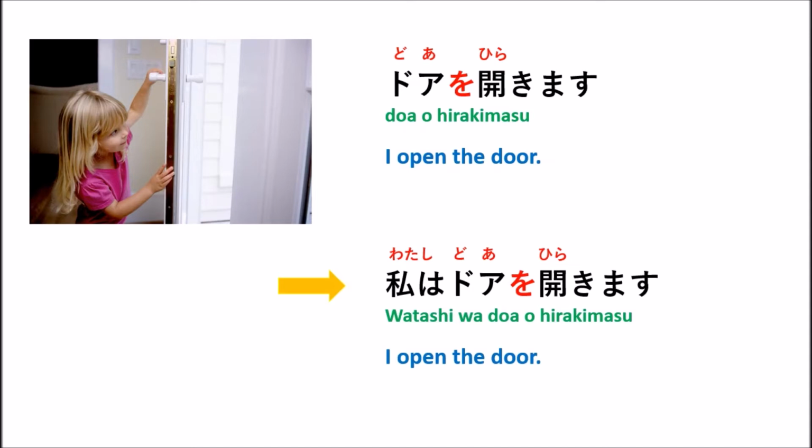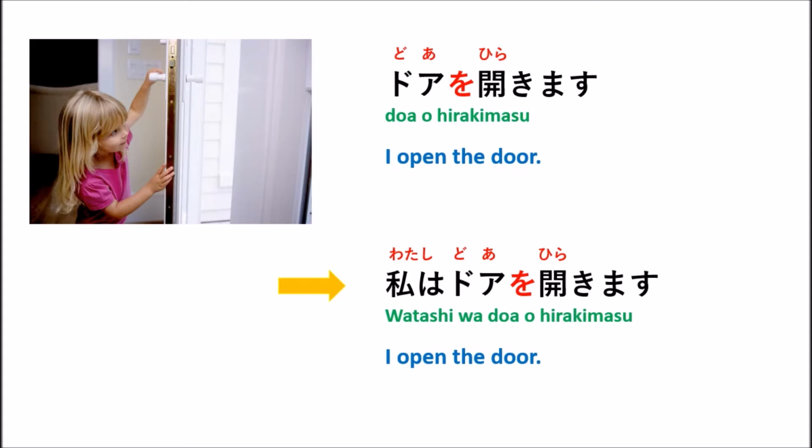In Japanese, in spoken sentences, they don't use 私は. If you just say ドアを開きます, it means that the person who is speaking opens the door. That means if I say it, I open the door. If you say ドアを開きます, it means you open the door. So they don't say 私はドアを開きます.